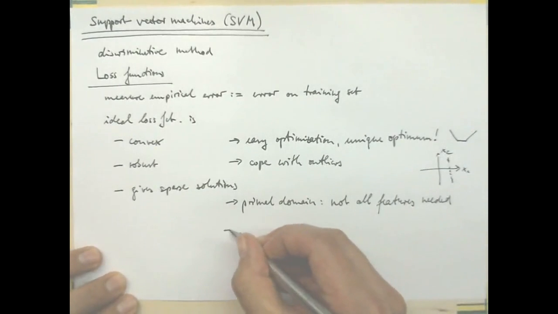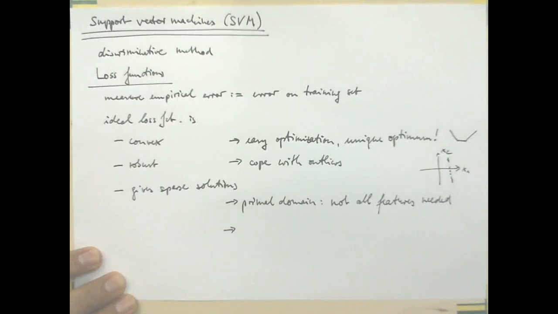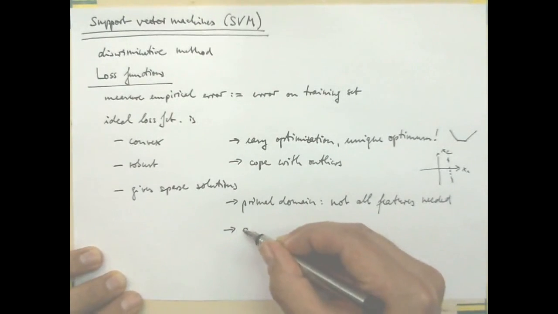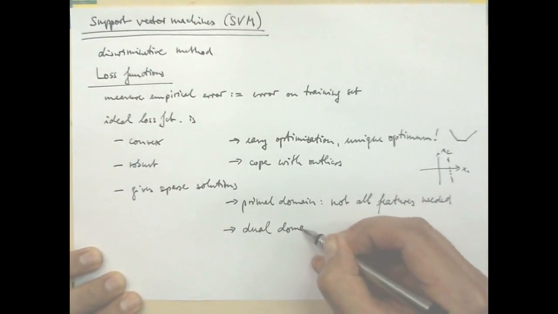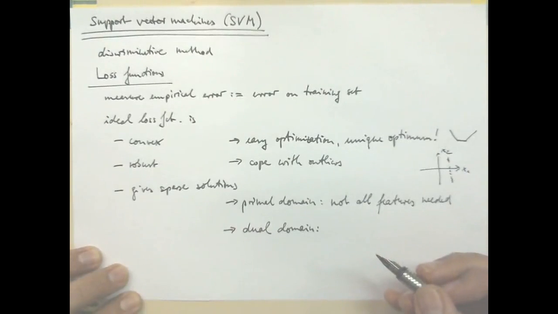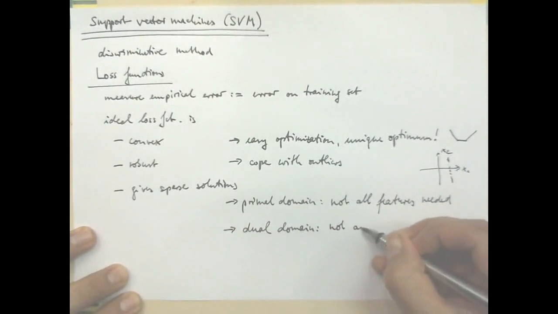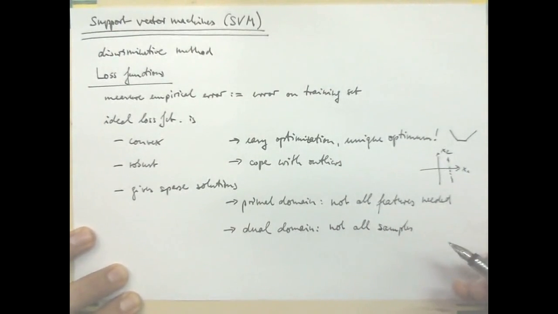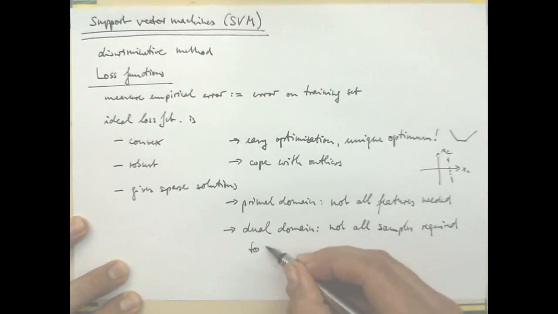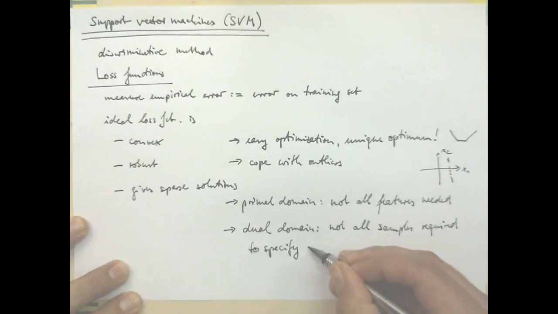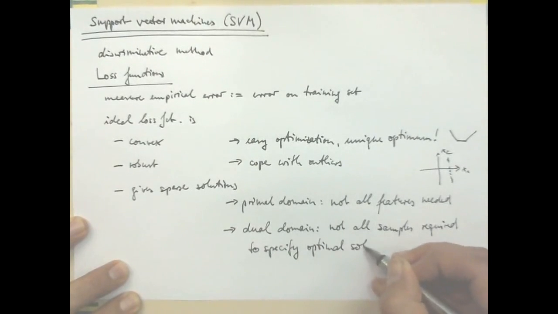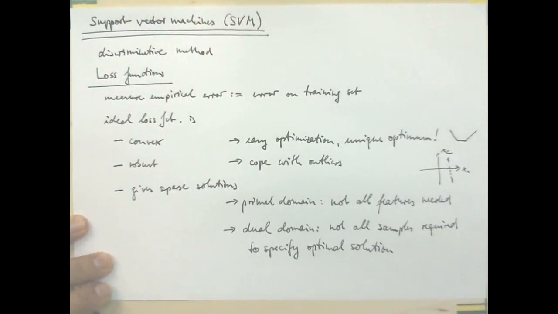Or you can have, and that's more what's meant in the context of support vector machines, you can have sparsity in the dual, where it means that not all samples have an effect on or are required to specify the solutions. To specify the optimal solution, and this should become clearer later on.